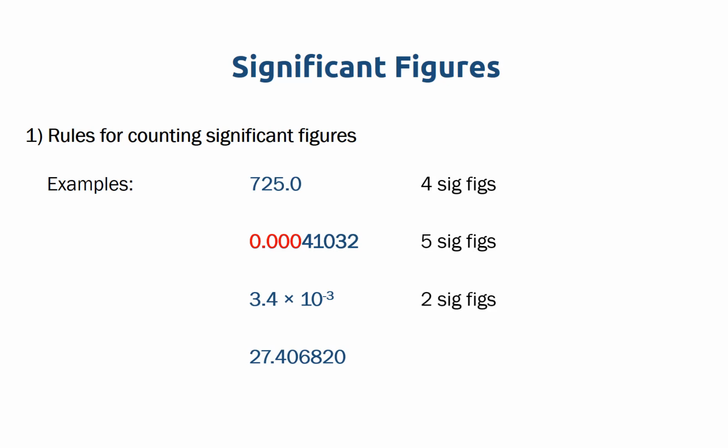In this next one, we've written it in scientific notation. We don't worry about the 10 to the minus 3, we only worry about the actual numbers before the multiplication sign. So we count the 3 and the 4, giving us 2 significant figures. And in this last one, we have 8 significant figures. All of the digits are significant because the zeros will either fall in between 2 other significant numbers, or we have a 0 at the very end, which appears after the decimal place.